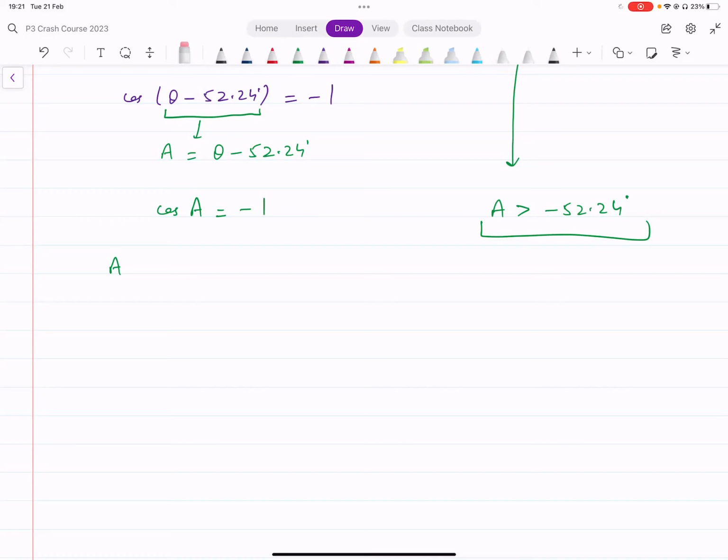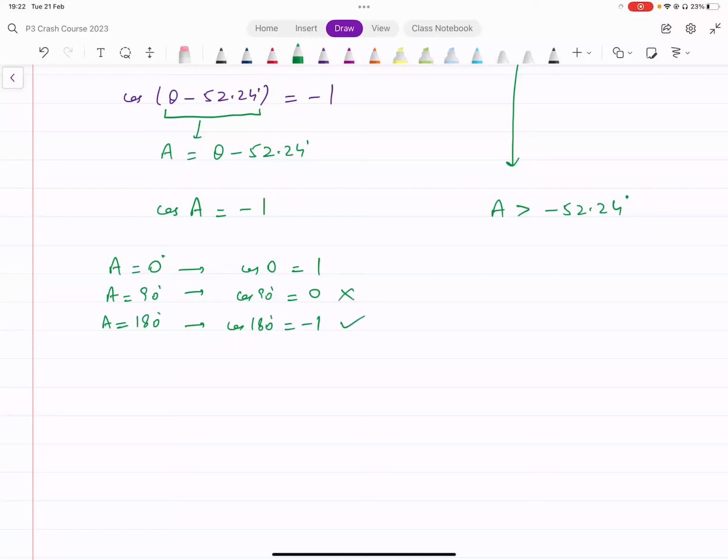Now, what's the first multiple of 90 in this interval, including 0? You also have to consider 0. The first one is 0. Let's try that. If A was equal to 0, cos of 0 would be equal to 1. That does not satisfy the equation. We need the one that gives us minus 1. We could try A equals 90. That gives us cos 90, which is 0. That also does not satisfy the equation. We try A equals 180. Cos 180 equals minus 1, and that does satisfy the equation. Since we were looking for the first possible answer, we say A is equal to 180 degrees.